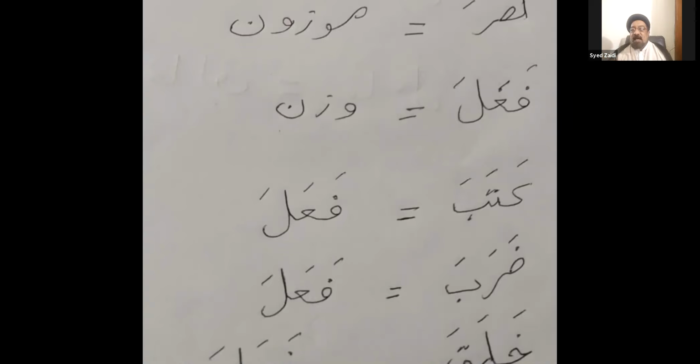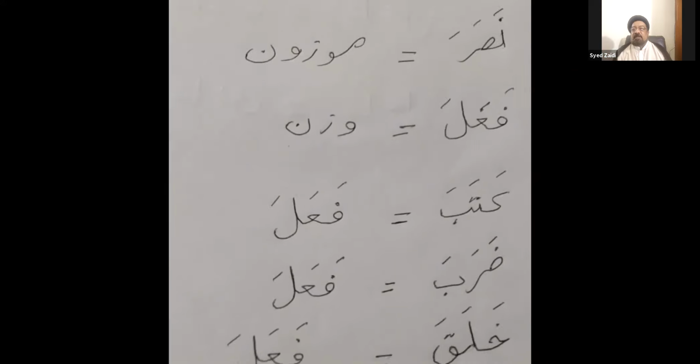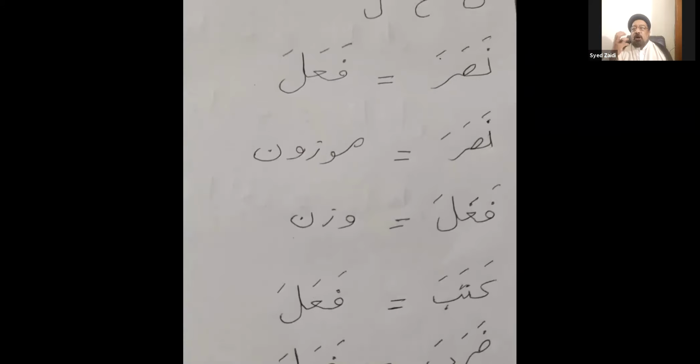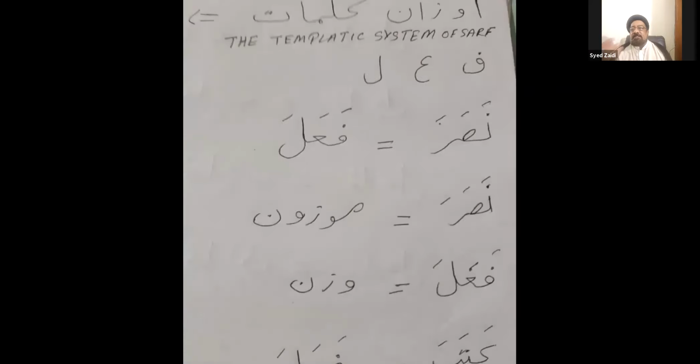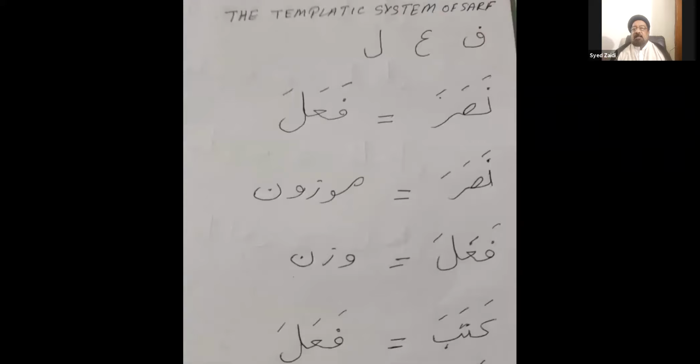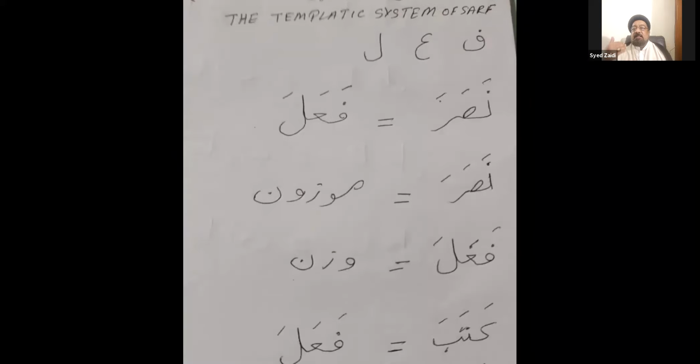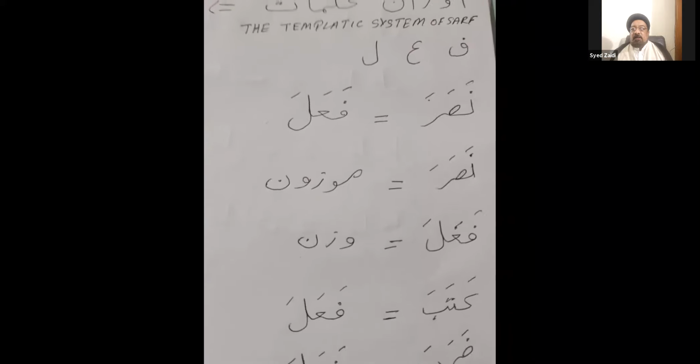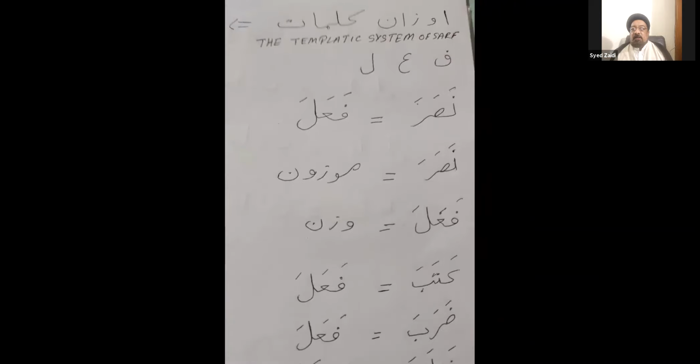So to make you understand the meanings of the words in Arabic, a templatic system has been designed which consists of the letters fa, ain, and lam. Once you put any of those similar words into that templatic system, you will instantly understand the meaning of that word. You see that fa, ain, and lam, these are the three letters.